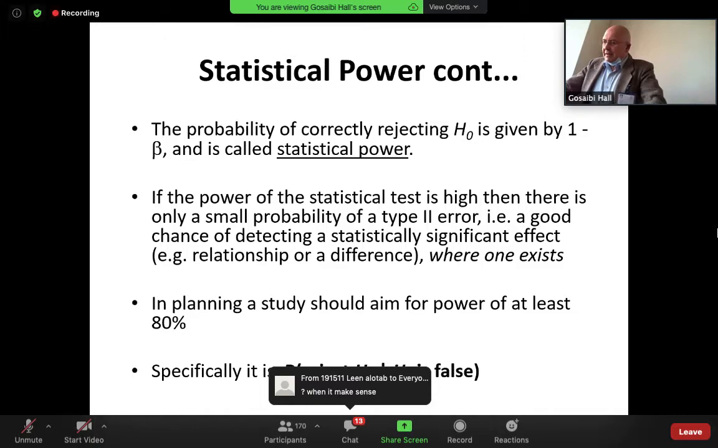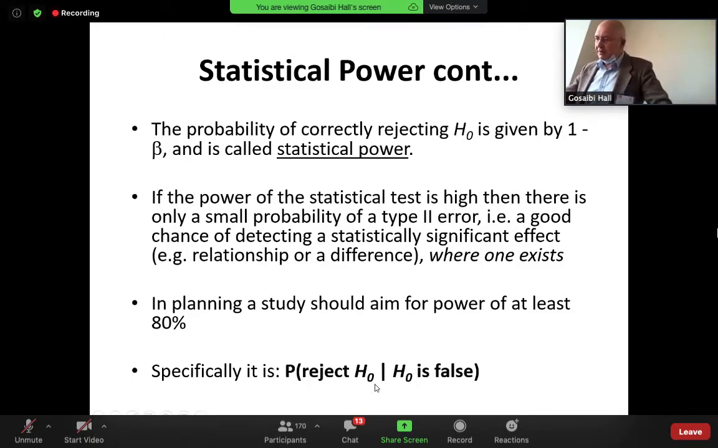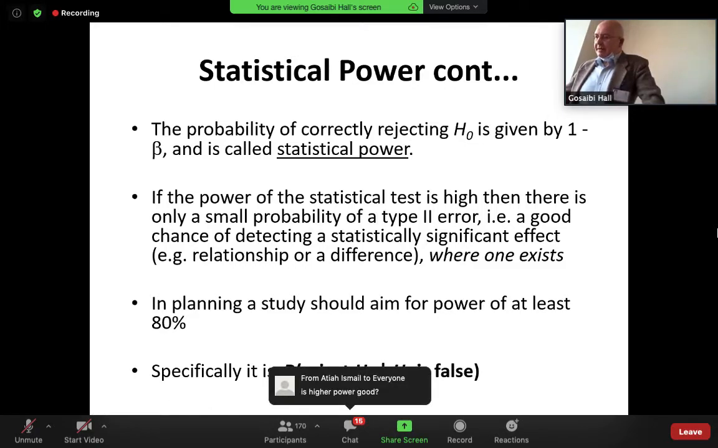Probability of rejecting the null hypothesis, conditional on, that's what the vertical line means, conditional on the null hypothesis being false. Because you can only calculate power, as I say, when the null hypothesis is false. If the null hypothesis is true, then you cannot calculate power, however much you would like to do that.